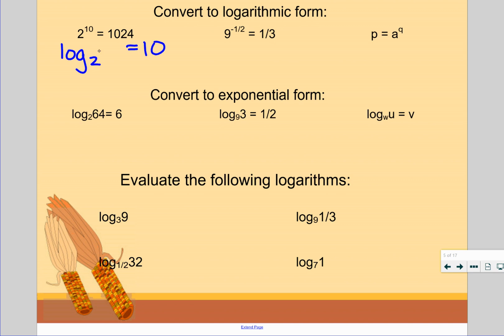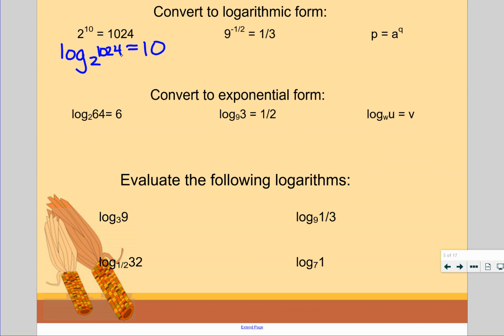And then what I'm left with, 1024, is what we're taking the log of. So I would read that log base 2 of 1024 equals 10. It means the same relationship as the exponential form that we started with. It's still telling me that 2 to the 10th power gives me 1024. It's just a different way to write it that's going to make it easier to solve for things later.